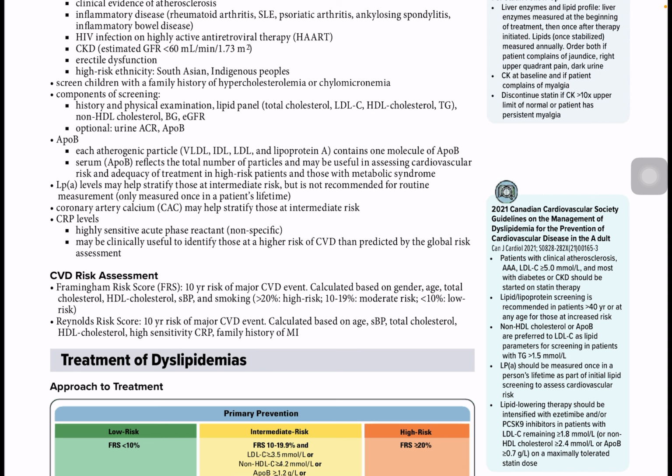You will order screening. Why? Because he is 40 years of age. Then that's the cutoff that they are telling us to do. So these are the workup that you will order. And optional is urine albumin creatinine ratio and ApoB.